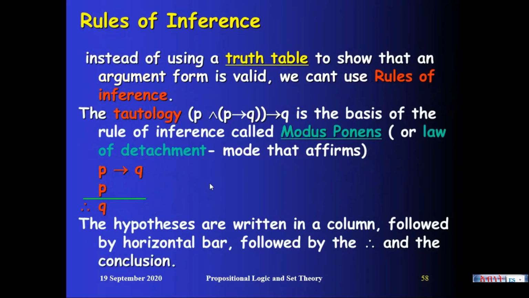So there are different approaches or methods to identify whether the given argument is valid or invalid. In this presentation, let us see the rule of inference, or detachment rule. Instead of using a truth table to show that an argument form is valid, we can use rules of inference. The tautology is the base of the rule of inference called modus ponens, or law of detachment, the mode that affirms. Here we have seen the last one. The hypotheses are written in a column, the first column, the second column, followed by a horizontal bar, followed by therefore and the conclusion. By the way, do you remember therefore? This is the symbol of therefore.